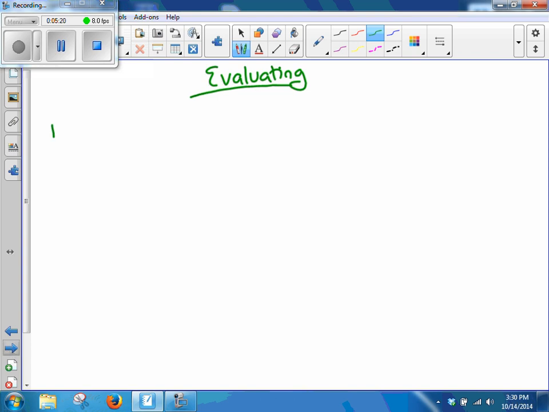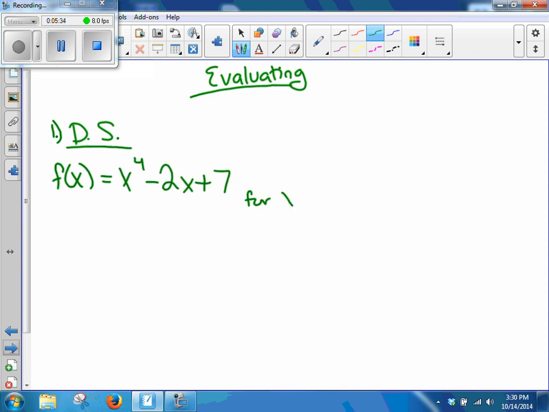Okay, so real quick refresher of direct substitution. If I have f of x is equal to x to the fourth minus 2x plus 7 for when x is equal to 2, I just need to simply plug that in. So f of x, well that's f of 2 now, is equal to parentheses.